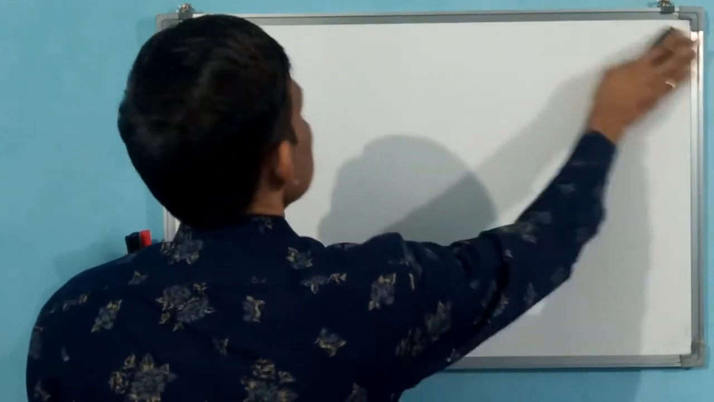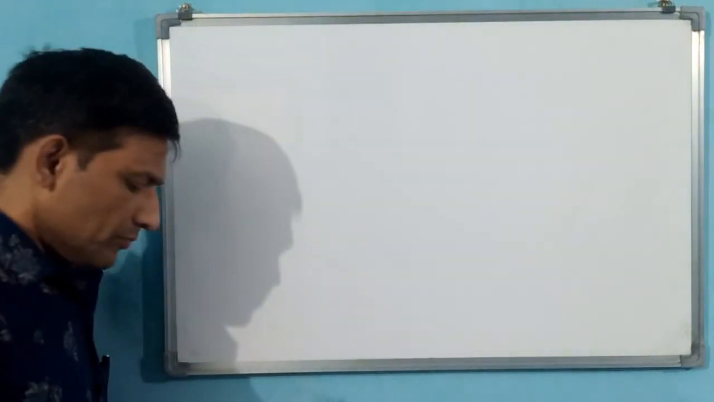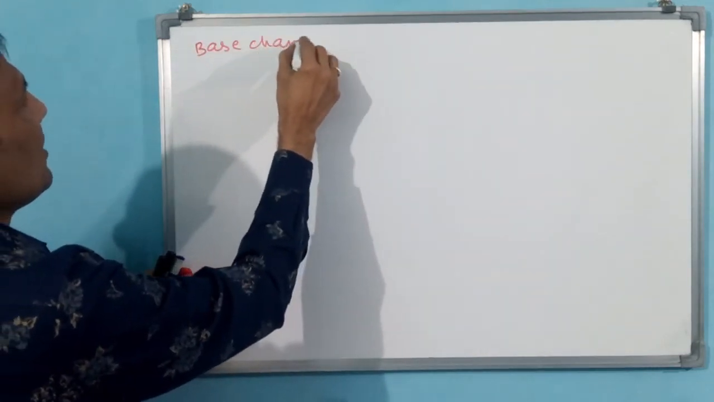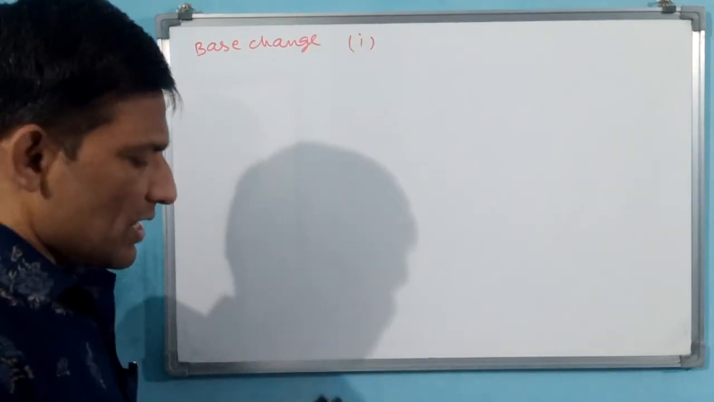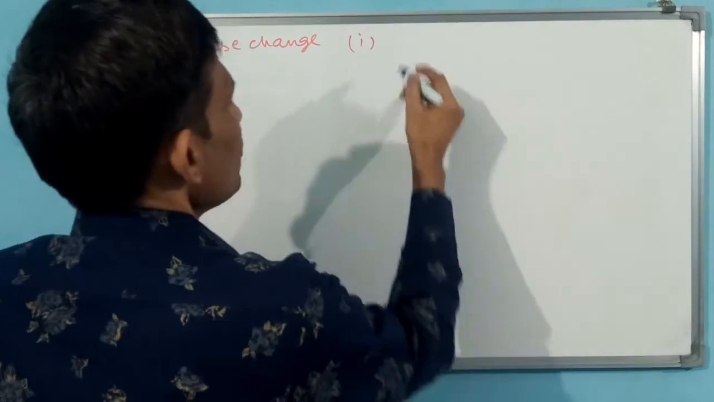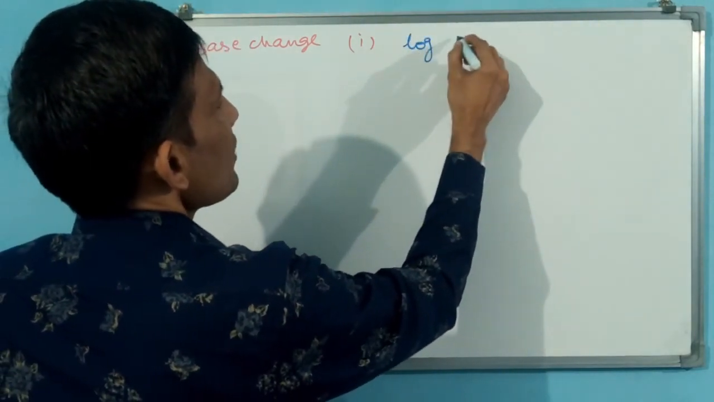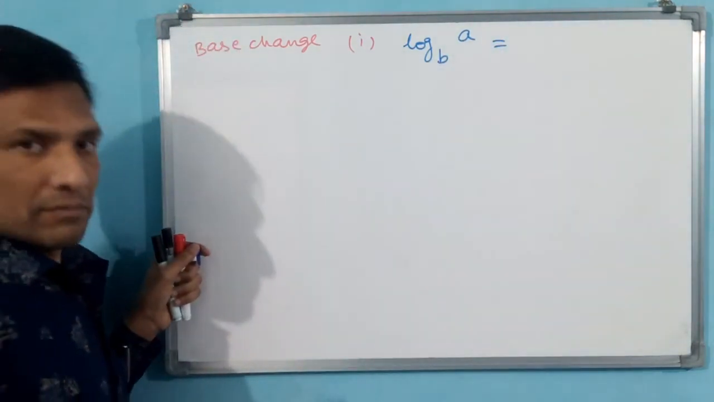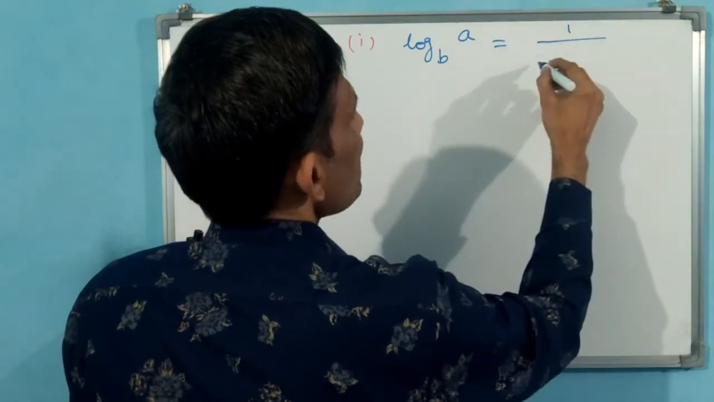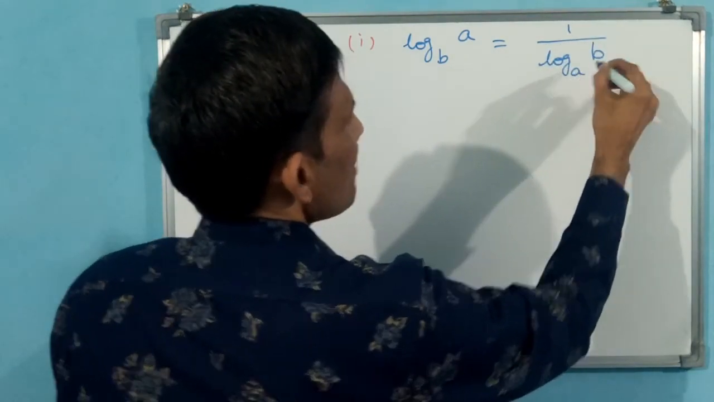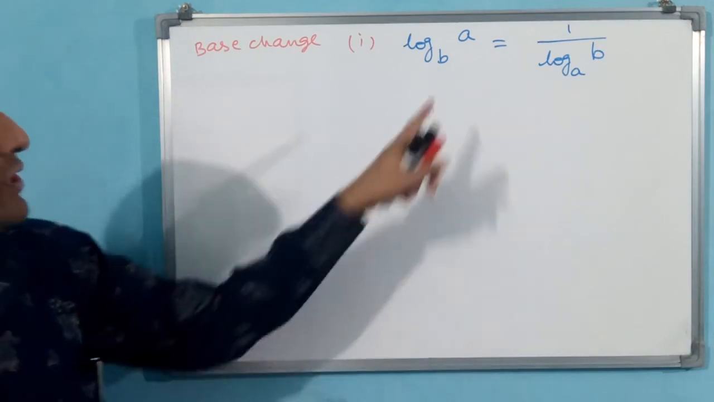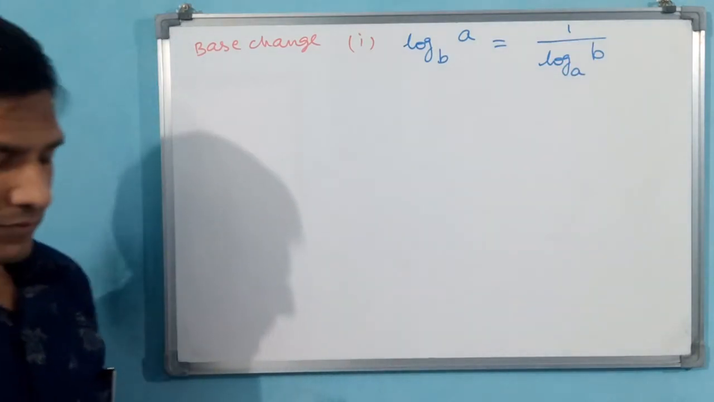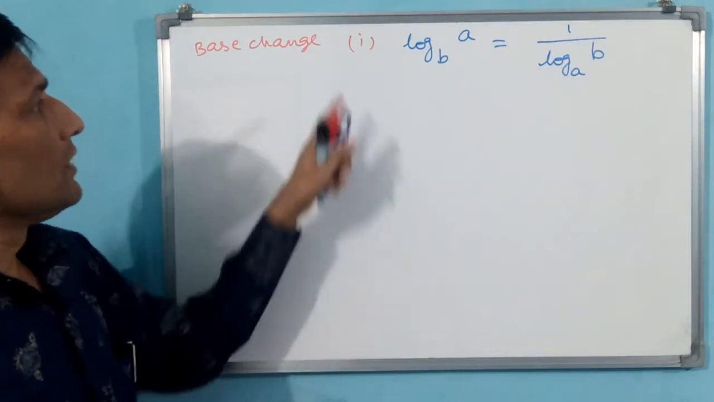Let us understand base change. Two types are there; we can change the base in two ways. You see what I am writing? We have log A to the base B. You can change this like this: 1 divided by log B to the base A. If you interchange this B and A, automatically you have to write 1 divided by something. Understand now? This is one way.